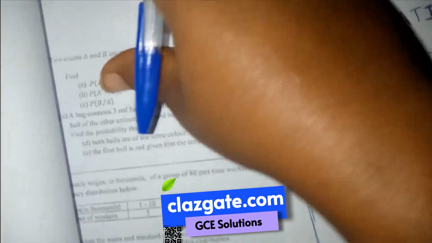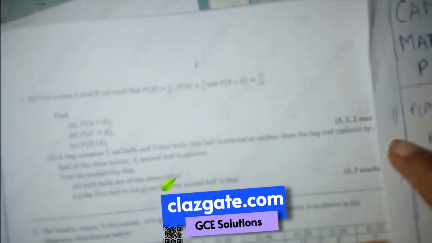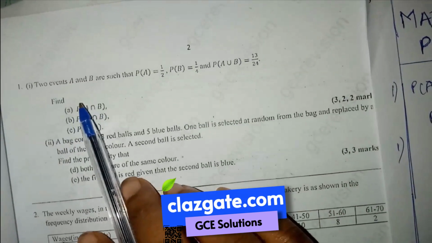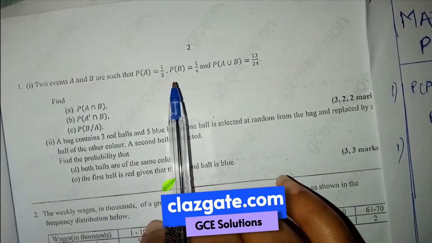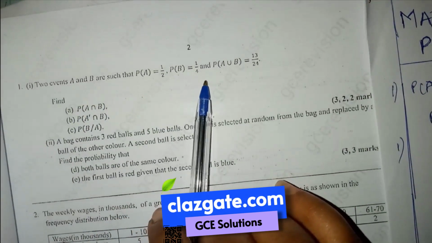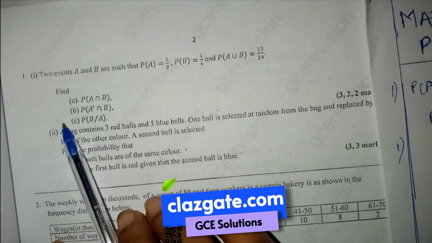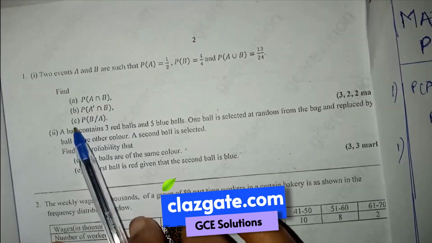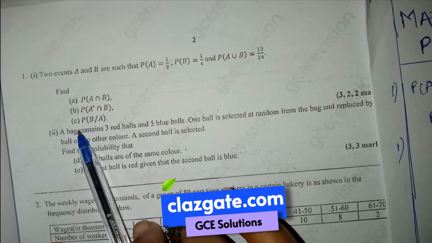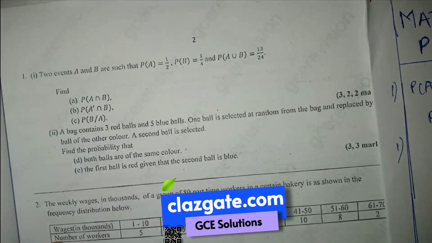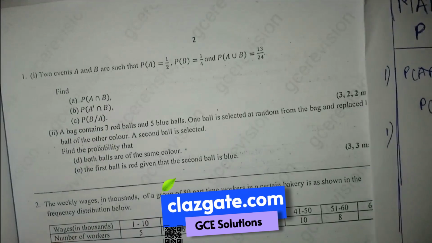Our first question. Two events A and B are such that the probability of A is equal to 1 on 2 and the probability of B is equal to 1 on 4. And the probability of A union B is 13 on 24. Find A, the probability of A intersection B, B, the probability of A complement intersection B, C, the probability that event B happens immediately after event A.